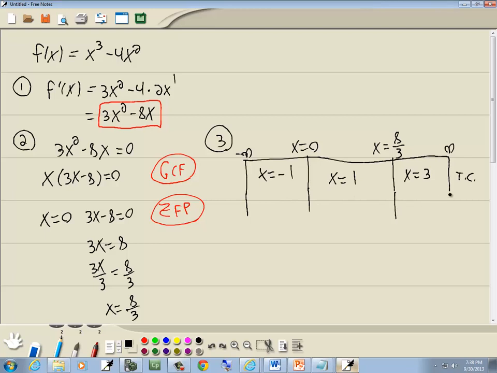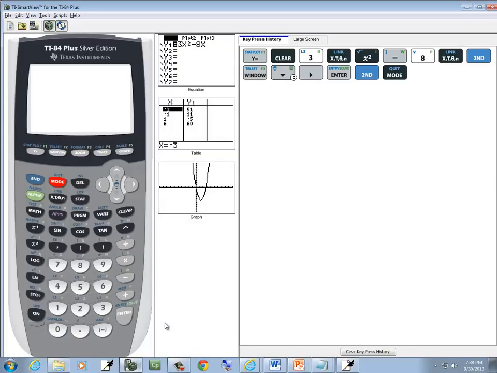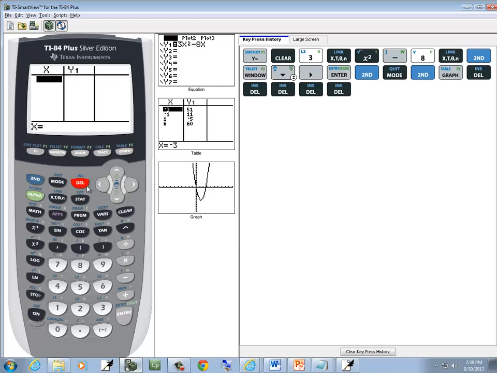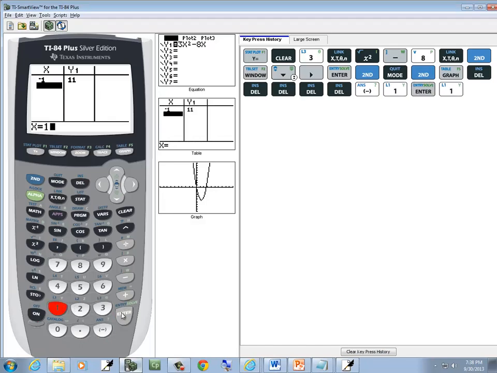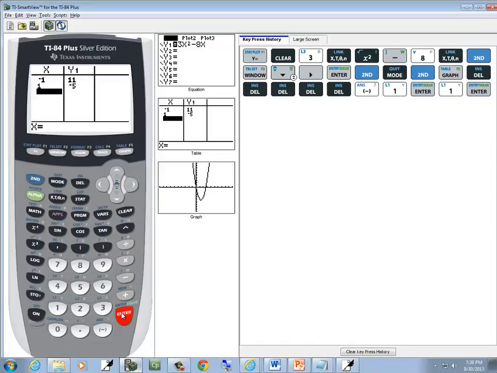Now we want to plug those into our derivative, and we're going to let the calculator do the work for us. So we'll plug each one of these test cases into our table mode. Now remember what we've done already on our calculator. We put our derivative on the y equals. So now we're going to table mode. So I do second graph. You may or may not have numbers here. If you do, just keep pressing delete until they're all gone. And we put in negative 1. It's our first test case. Then put in 1. And then we'll put in 3.